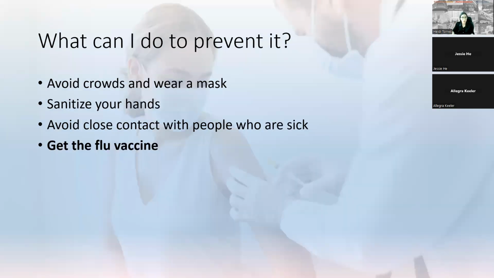So what can I do to prevent the flu? So again, same things as COVID. Avoid crowds if you can, and consider wearing a mask. Sanitize your hands. Avoid close contact with anyone you know who's sick. You know, that's not always avoidable if you have a loved one, if you're taking care of children or an elderly parent, etc. But if you have a friend and they have a cough, maybe you can have drinks with them when they're a little bit better. And then get the flu vaccine, which is probably the biggest thing we can do.